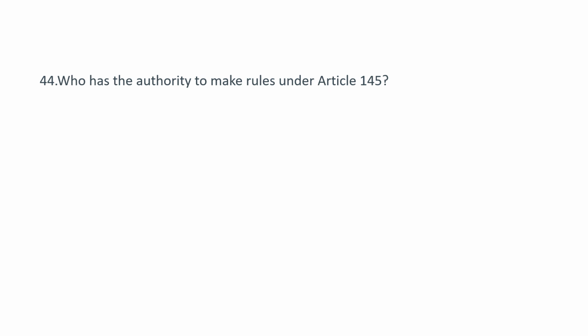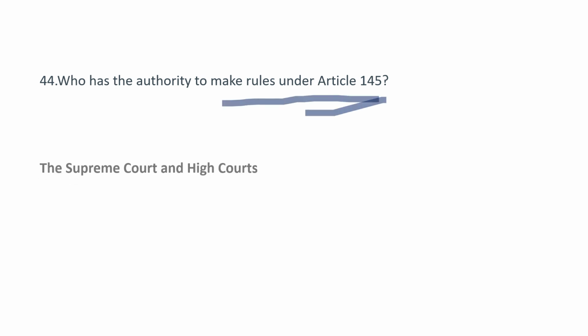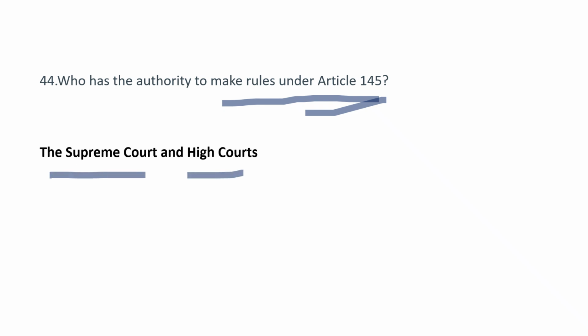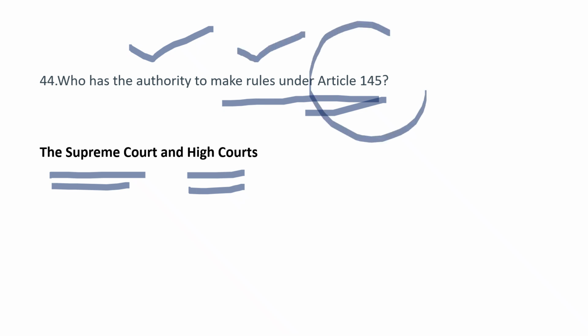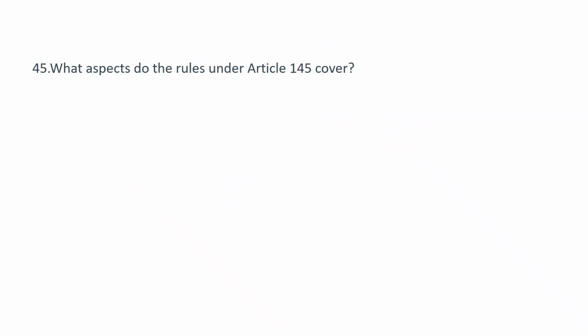Who has the authority to make rules under Article 145? The answer is the Supreme Court and High Courts. The Supreme Court and High Courts both have the authority to make rules under Article 145 of the Indian Constitution.